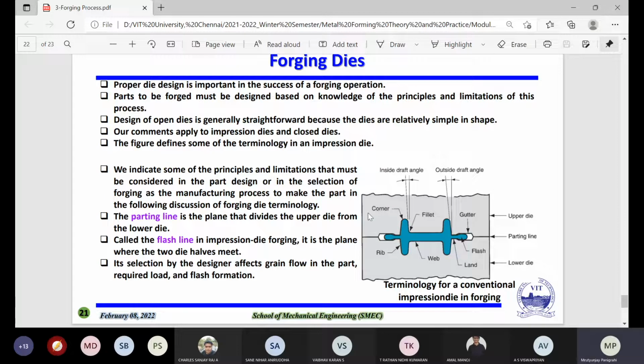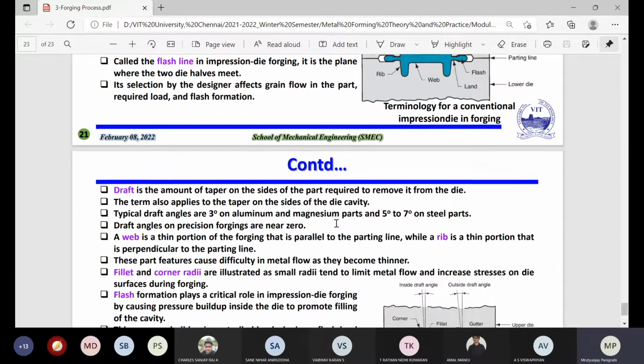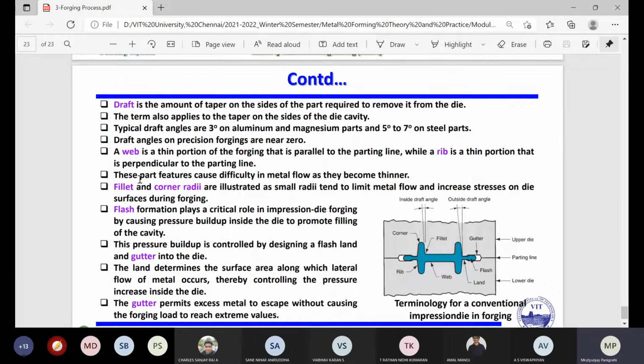This is the upper die and this is the lower die. Normally, the line at the center separating the upper die and the lower die we call the parting line. All the terms I have mentioned here: one is the parting line, the second is the flash line, and the third we have the draft, web, and then fillet. Whatever I explained is mentioned here. You can have a look or cross-check.